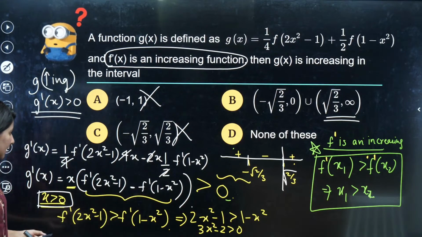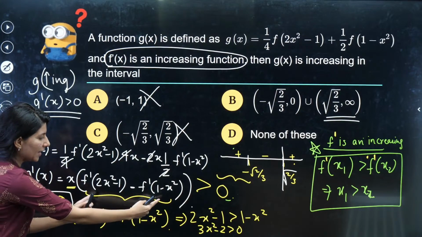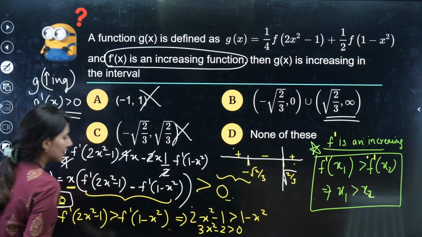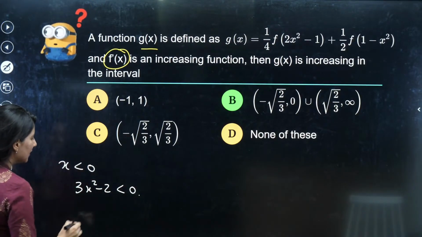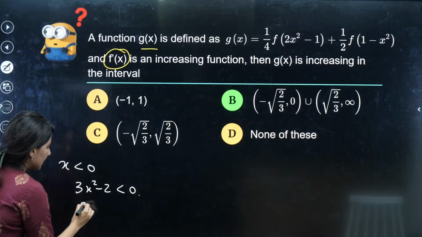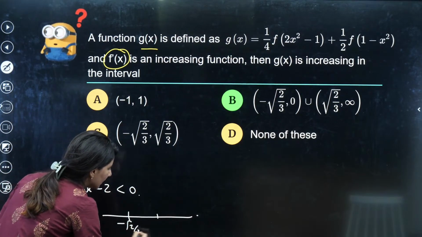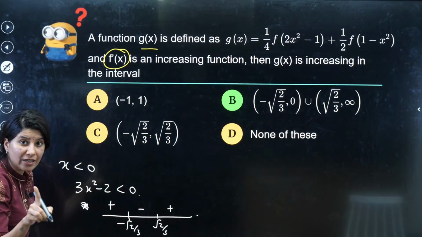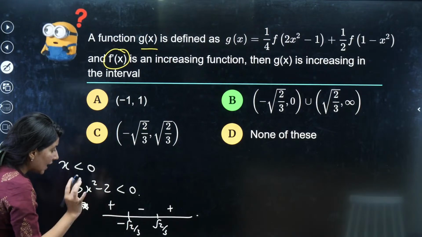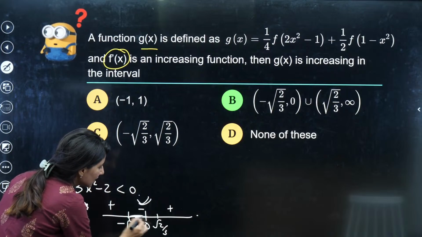So for x negative, what we need to do is, if x is negative, this also should be negative. That means the sign will be reversed. 3x square minus 2 less than 0, right? So if I plot this, it will be minus root 2 by 3 and root 2 by 3: positive, negative, positive. We are only looking for the negative values, by the way, and my correct answer will be this. So minus root 2 by 3 to 0 will be the interval.